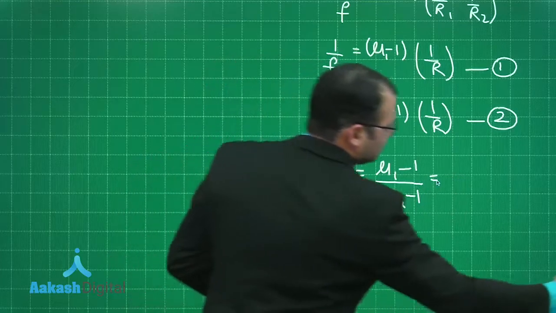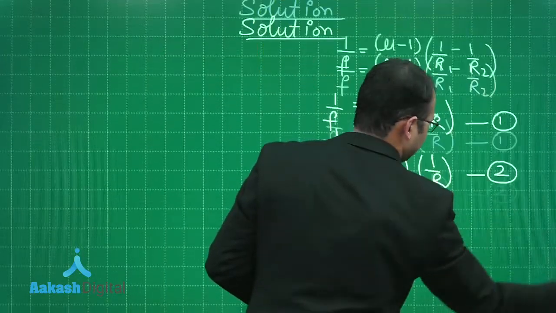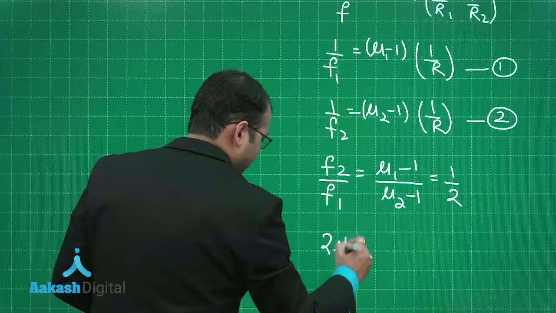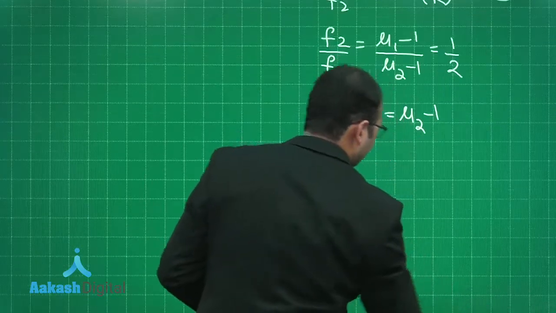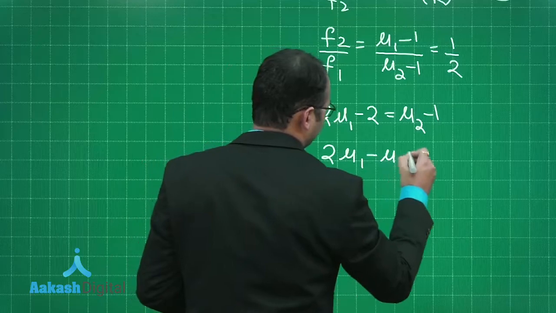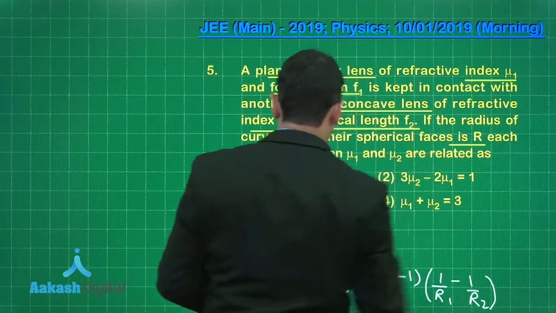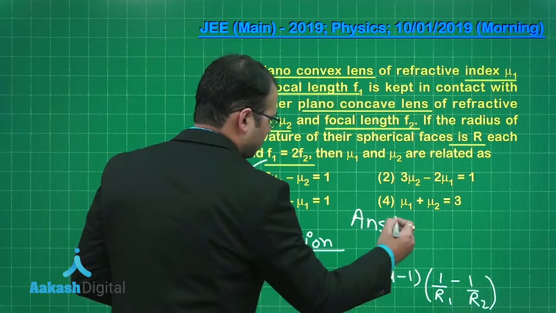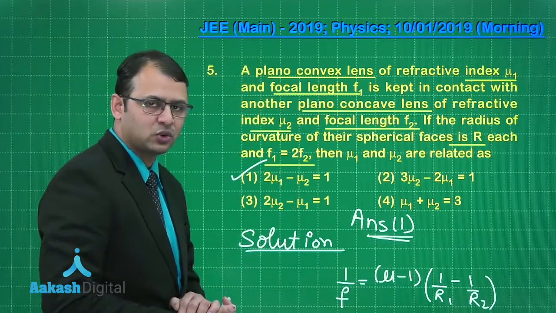As per the details given in the question, f1 is twice f2, so what you will get is 1 upon 2. Thus solving, you will get 2 mu1 minus 2 would be equal to mu2 minus 1. From solving, you will get twice mu1 minus mu2 is equal to 1. Let's see which is the best relation for this. So you can understand that the first option exactly matches our requirement. So the answer to this question would be option 1, right? Let's move ahead and see our next question.